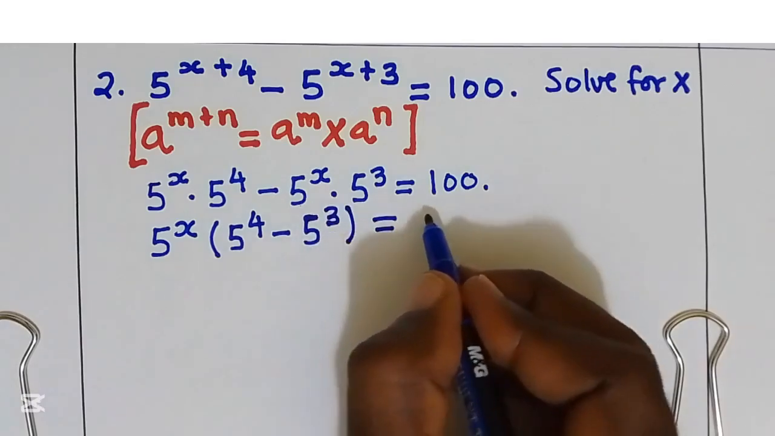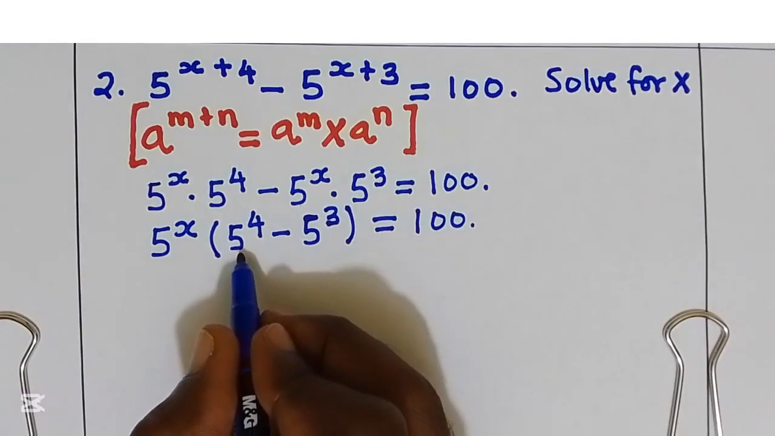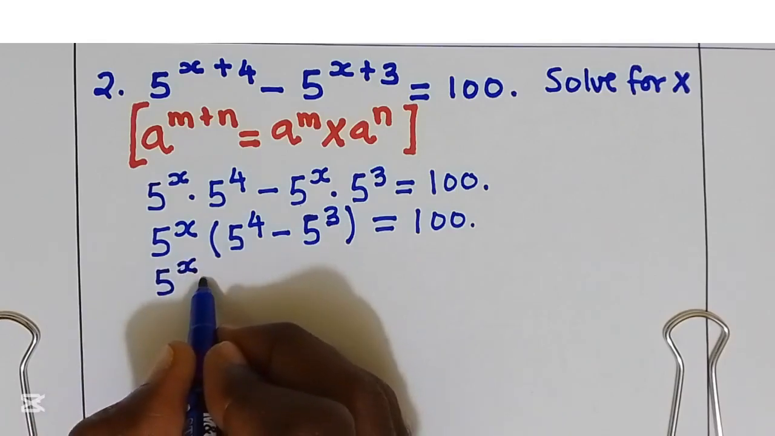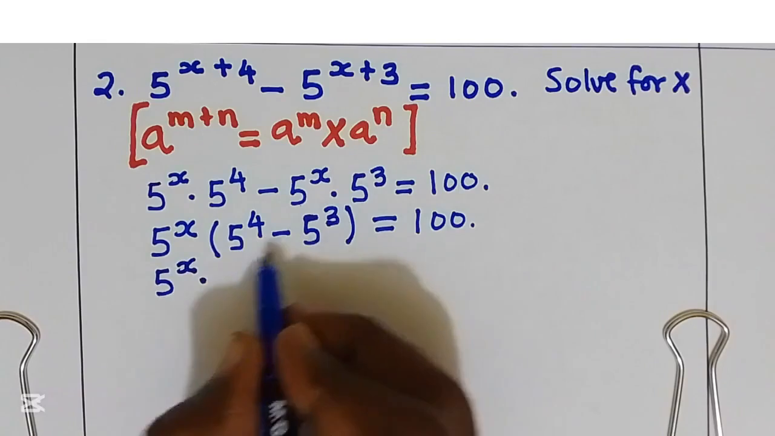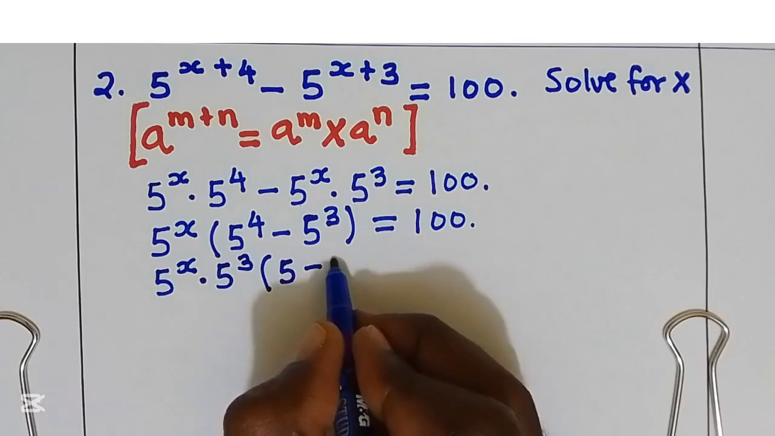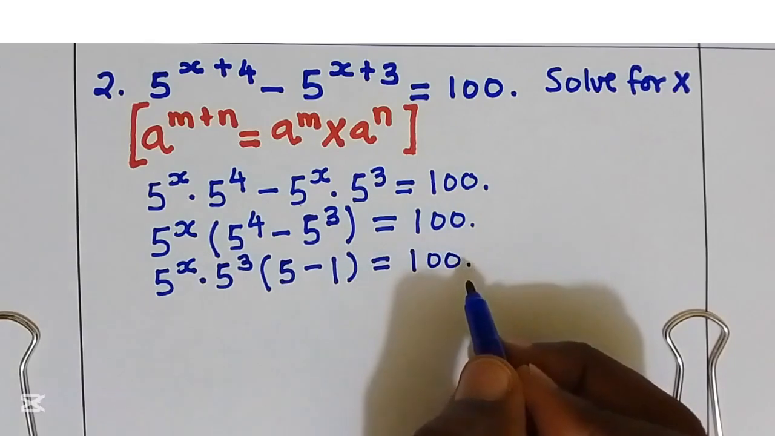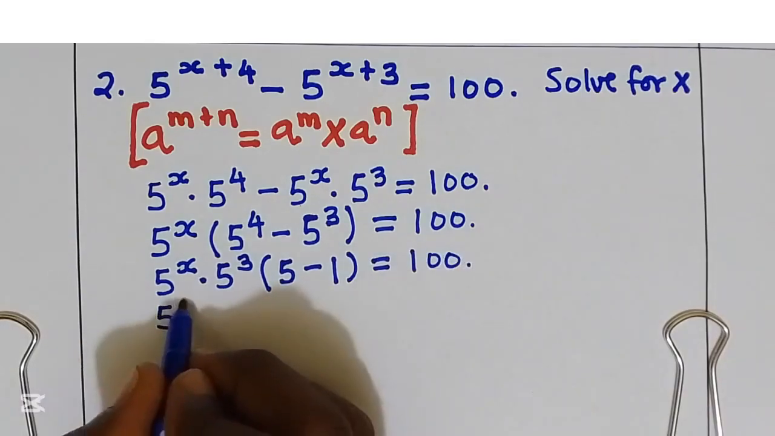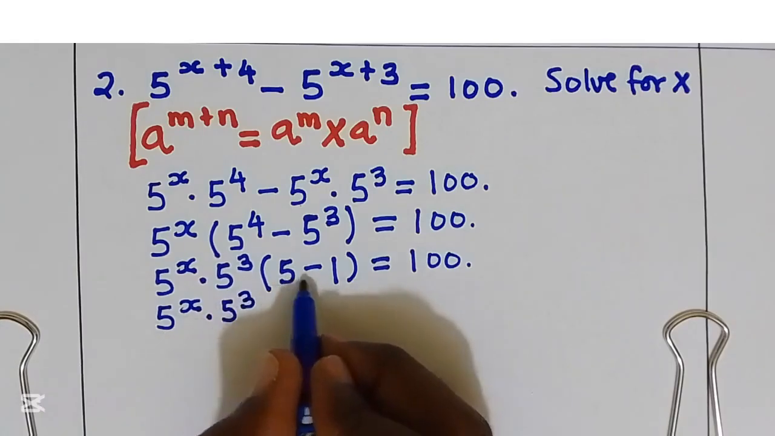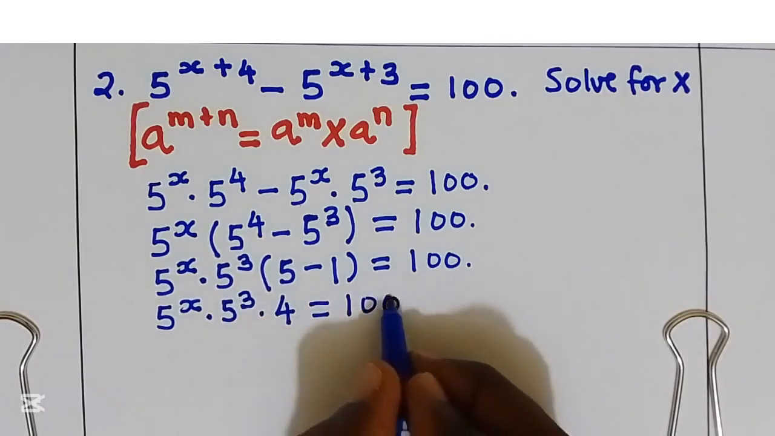This is equal to 100. Still, I can factor out 5 power 3. 5 power x multiplied by, I will factor out 5 power 3. It's going to remain 5 minus 1. This is equal to 100. 5 power x multiplied by 5 power 3, multiplied by 5 take away 1. We remain with 4. This is equal to 100.